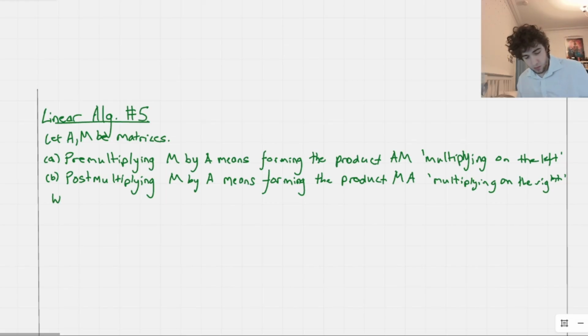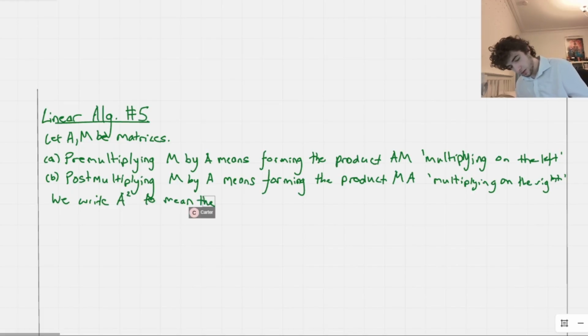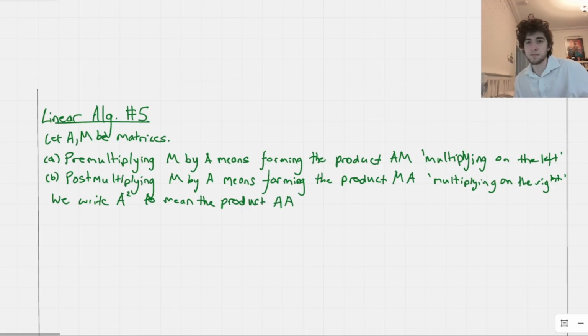So in general, we write this matrix A squared to mean the matrix product AA. So you're multiplying a matrix A by itself. Okay? And notice, by the way, that this is actually only possible if A is what we call a square matrix.